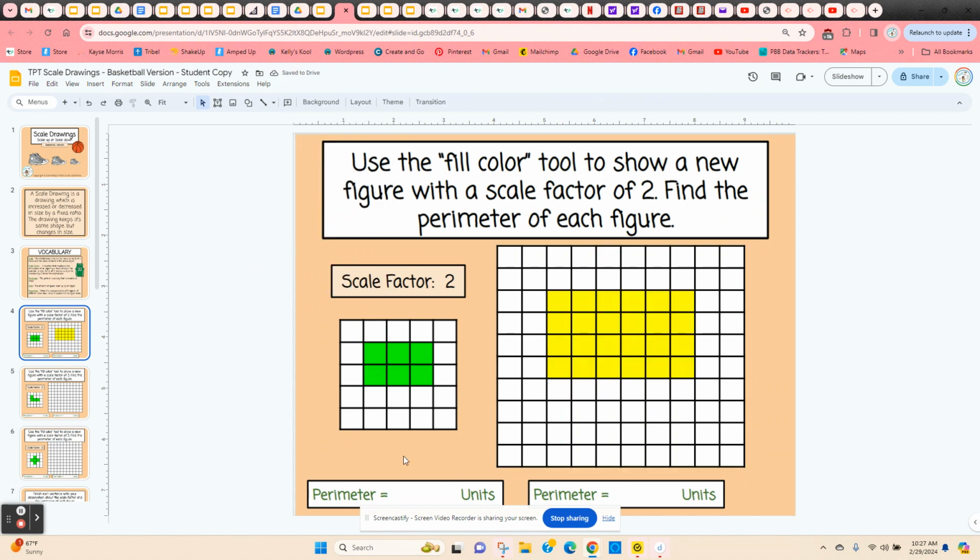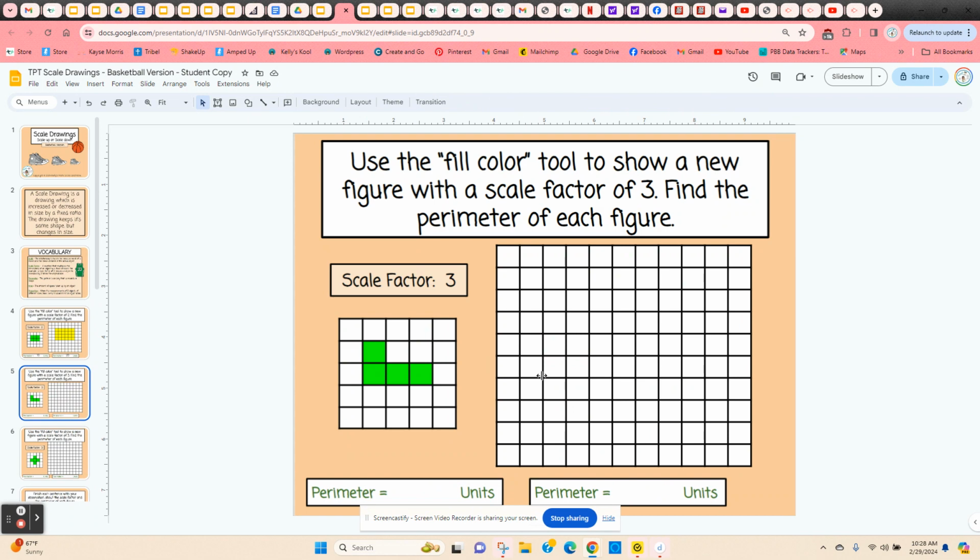Next thing we want them to see is what happens to the perimeter when they scale up or scale down. The perimeter on the smaller figure, if they count around the outside, is 10 units. The larger figure is 20 units. So you can see that the perimeter is being increased by a scale factor of 2. That means they multiply the smaller perimeter by 2 to get the larger perimeter. The next figure is a little bit more difficult.